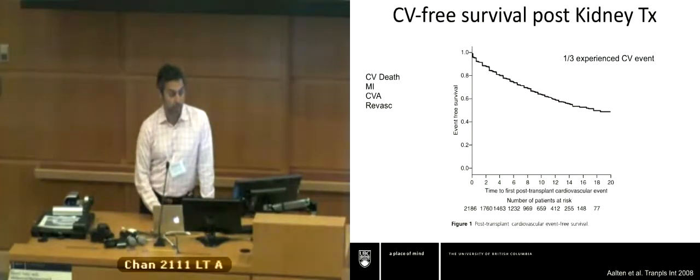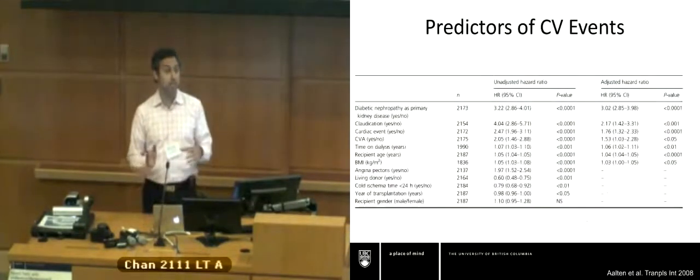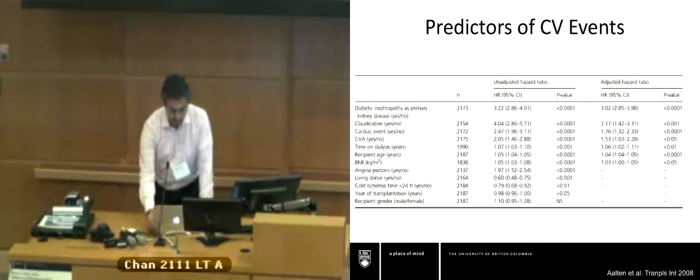And what they saw was that when they followed patients after 10 years, approximately 33% of patients had some sort of cardiac event. So 1 in 3 patients will develop some sort of cardiac event over a period of time. And they wanted to see, well, what predicts some of these cardiovascular events before the transplantation? Can we use any markers?